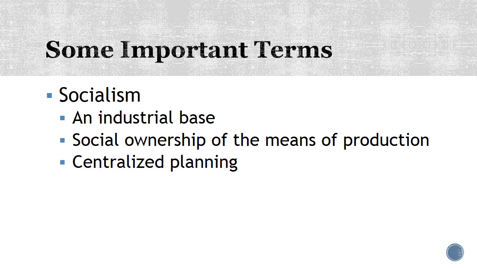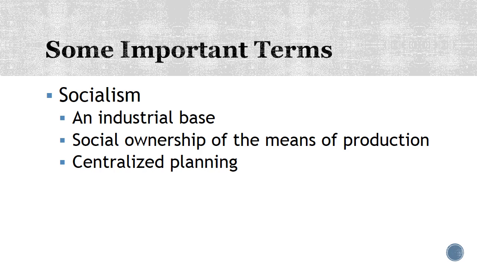And so, our definition of socialism, again, derived from Dr. DeGeorge's business ethics text, is that socialism is a combination of these three things: an industrial base. Again, socialism is an industrial economic system, right? Not a pre-industrial one. Social ownership of the means of production.